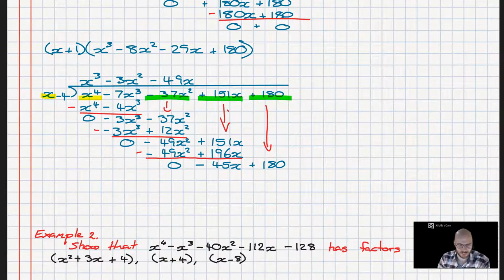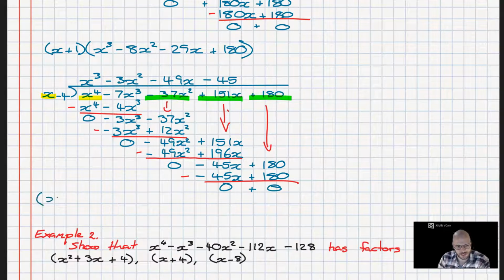Alright, cool. So what do we need to multiply x by to make it equal negative 45x? Well, multiply it by negative 45. So that will give us minus 45x. And then minus 4 times minus 45, that's going to come out to be positive 180. So when we go for the subtraction once again, both of the terms are going to cancel each other out. So what we find is that x minus 4 is a factor of this guy here, and we can rewrite it as shown here.